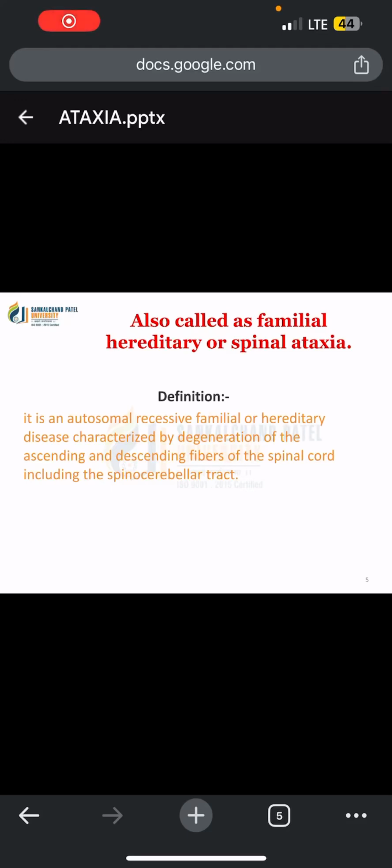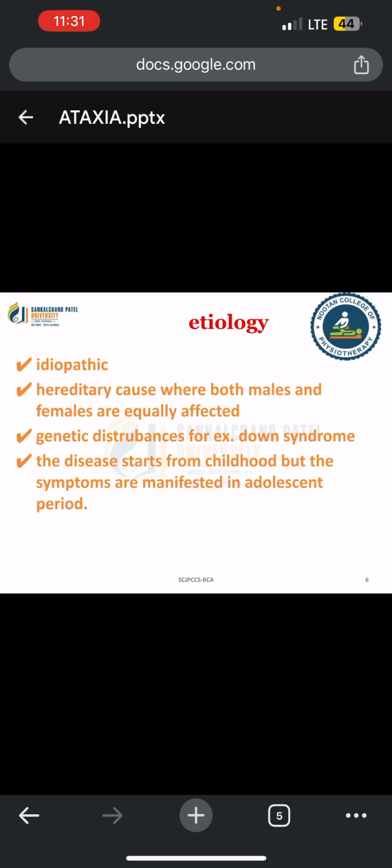It is also called the familial, hereditary, or spinal ataxia. The definition of ataxia: it is an autosomal recessive familial or hereditary disease characterized by the degeneration of the ascending and descending fibers of the spinal cord, including the spinocerebellar tract. The etiology of ataxia: the first one is idiopathic, which is unknown.